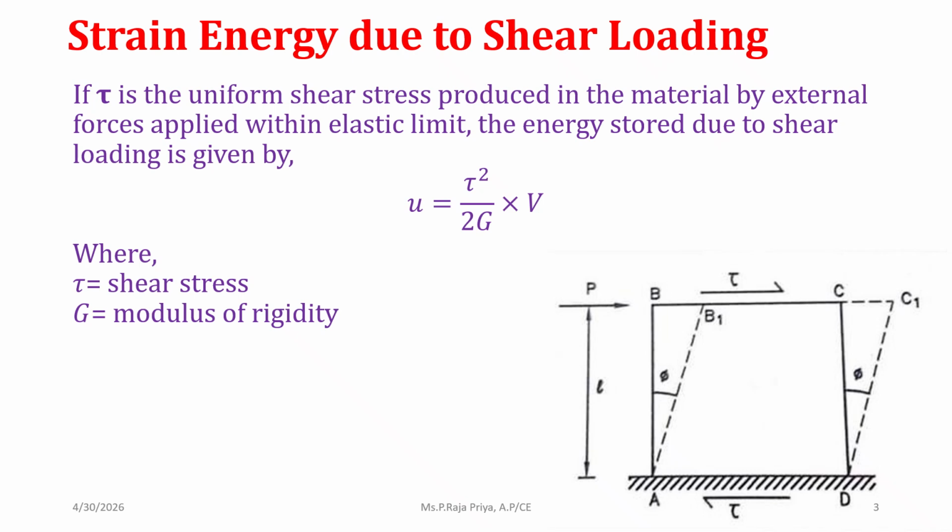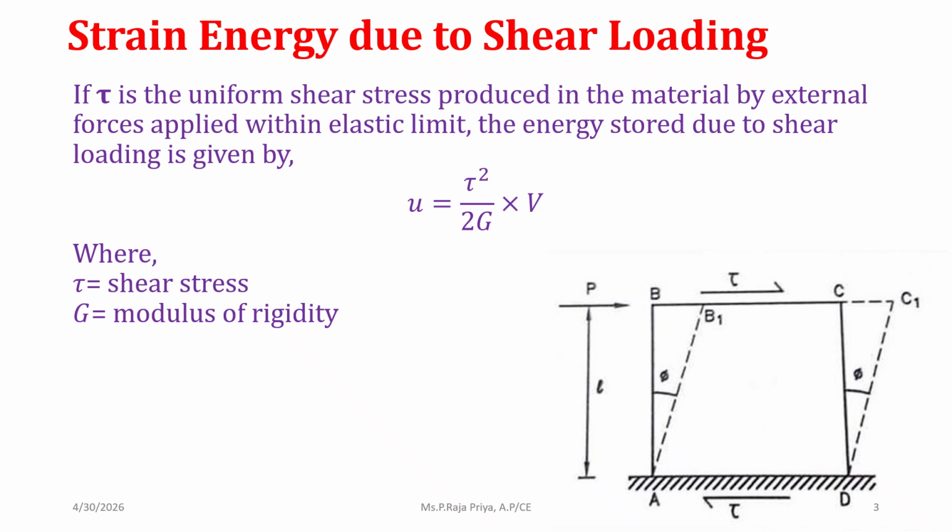First, we'll see the strain energy due to shear loading. For this, let us consider a square block, which is ABCD, and tau is the shear stress which is produced in the particular material due to the external force which is applied within the elastic limit.